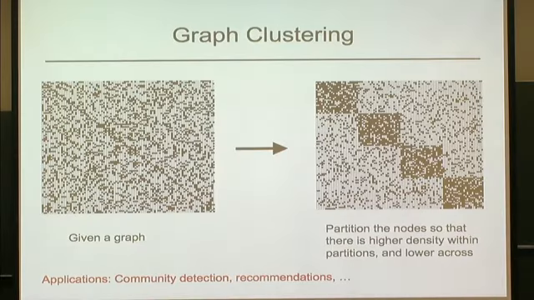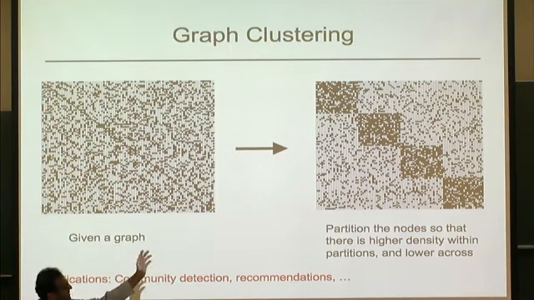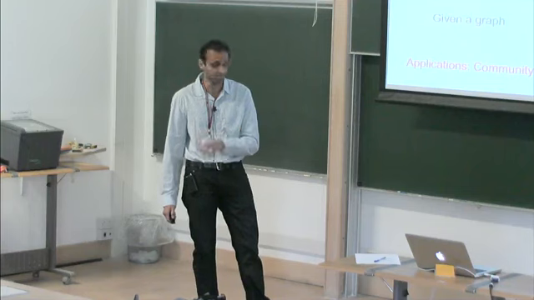Okay, so what is graph clustering? It is what it sounds like. Given a graph, we want to partition the nodes so that there is a higher density within partitions and lower density across partitions. I have tried to represent the graph by its adjacency matrix. This is what a given graph might look like. And if you reorder the rows and columns, which is the same as partitioning the nodes, it will look like this. These two are the same except for reordering, right? And we just want to partition the nodes so that you can find the denser subclusters.